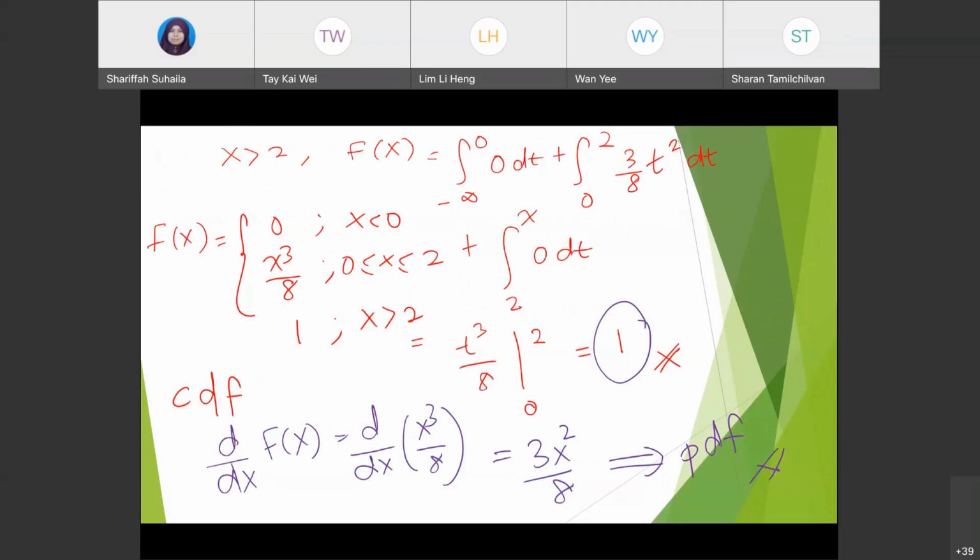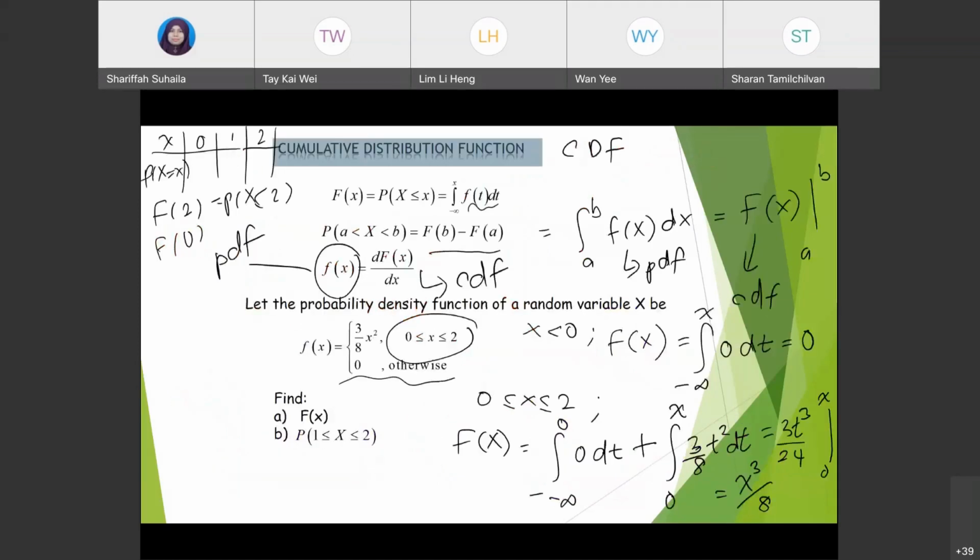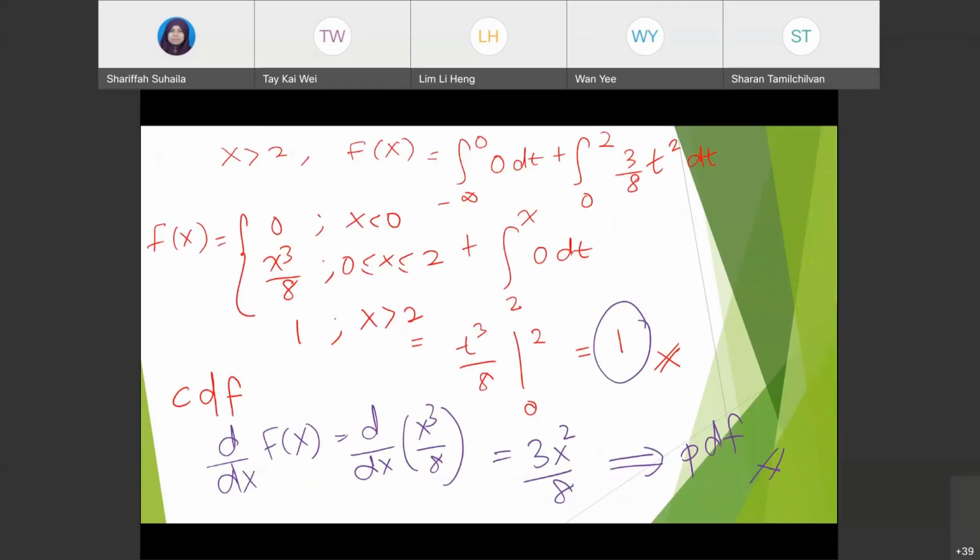Okay, part 2. You want to find the probability from 1 up to 2. You can use either your f(x), because we already gave you f(x), so you can integrate 1 up to 2 of 3 over 8 x squared dx and solve it. Or, since you already built up your cumulative distribution function, you already have the values: x less than 0, 0; between 0 and 2, x cubed over 8; x greater than 2, 1.